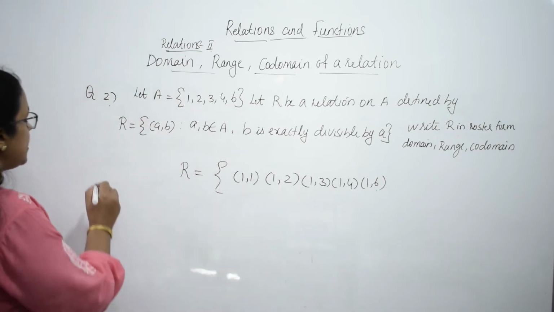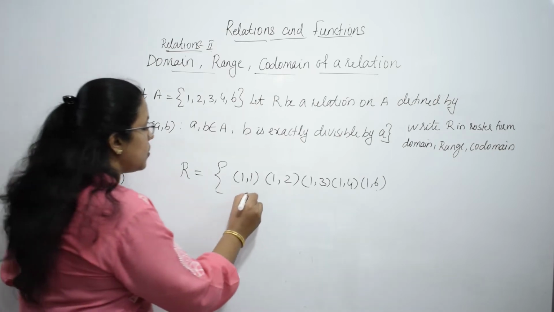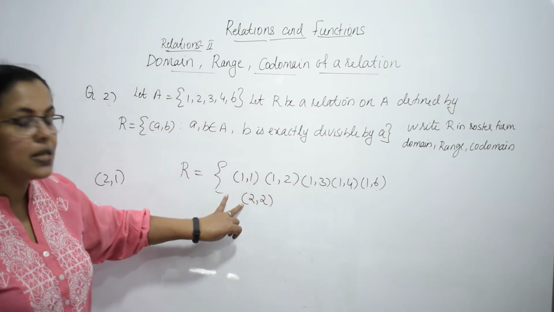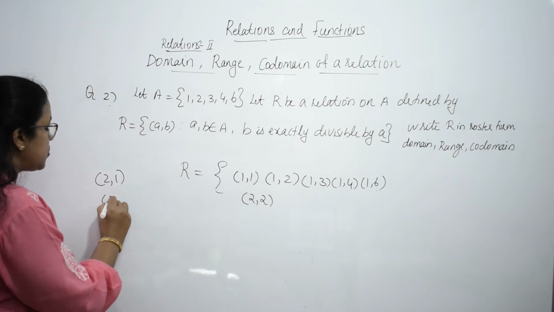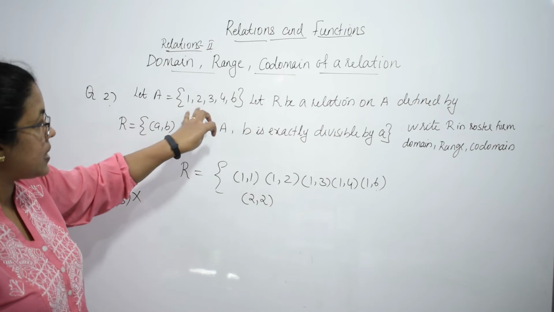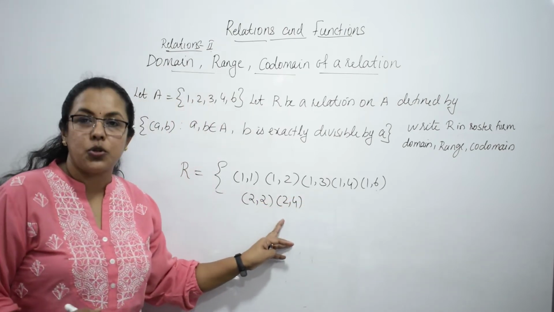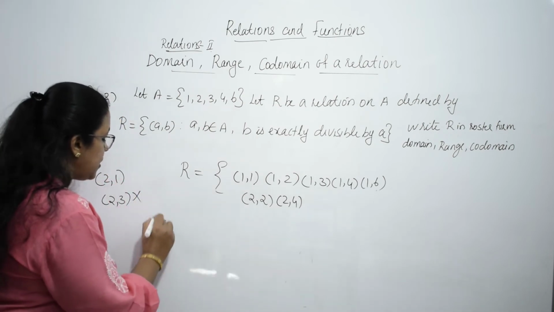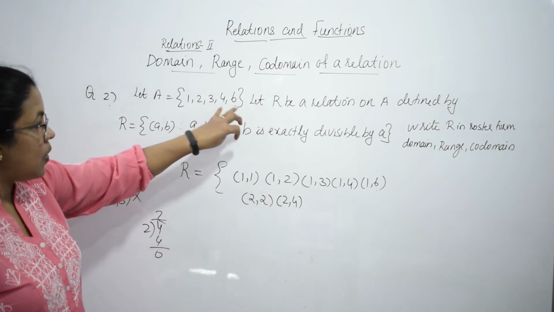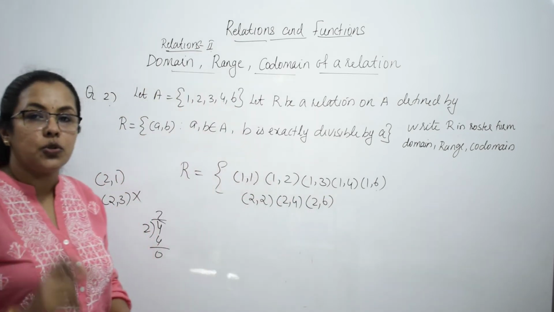Now, what about (2, 1)? Is 1 divisible by 2? No. So (2, 2) yes, since 2 is divisible by 2. Is (2, 3) correct? Is 3 divisible by 2? No. So, what is the next possibility? (2, 4), because 4 is divisible by 2. We can divide 4 by 2. Now, which is the next one? (2, 6), because 6 is divisible by 2.